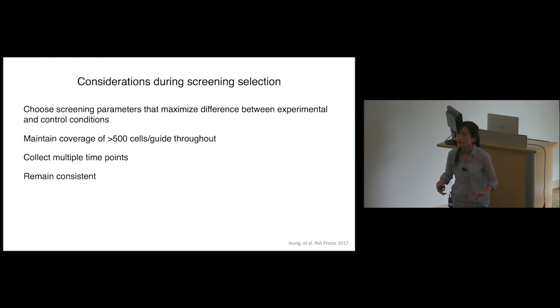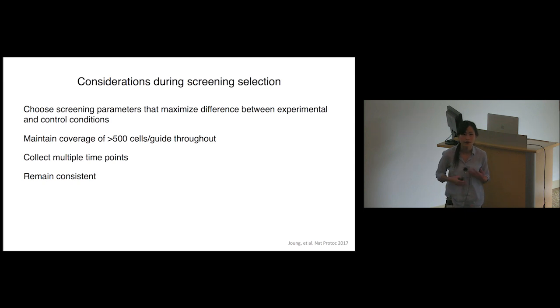So during the screen, there are many considerations, the most important of which is to choose screening parameters that maximize the difference between your experimental and control conditions. For things like a drug selection, we normally pick the IC50 value of the drug for that cell line because you don't want to too stringently select the cells. That will lead to a lot of cell stress, and you also don't want the selection to be too weak. And so typically we pick the IC50 value. Again, during the screen, we still maintain the coverage of over 500 cells per guide.